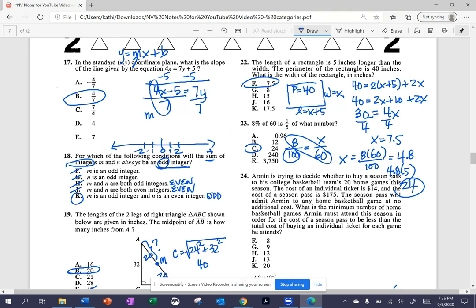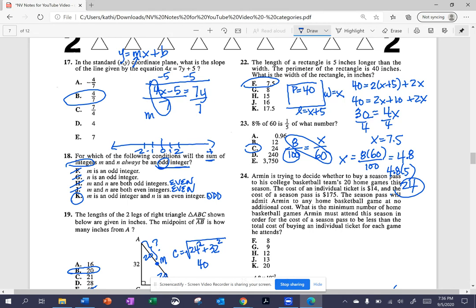All right, number 24. Armin is trying to decide whether to buy a season pass to his college basketball team's 20 home games this season. The cost of an individual ticket is $14, and the cost of a season pass is $175. The season pass will admit Armin to any home basketball game at no additional cost. What is the minimum number of home basketball games Armin must attend this season in order for the cost of a season pass to be less than the total cost of buying individual tickets for each game he attends?